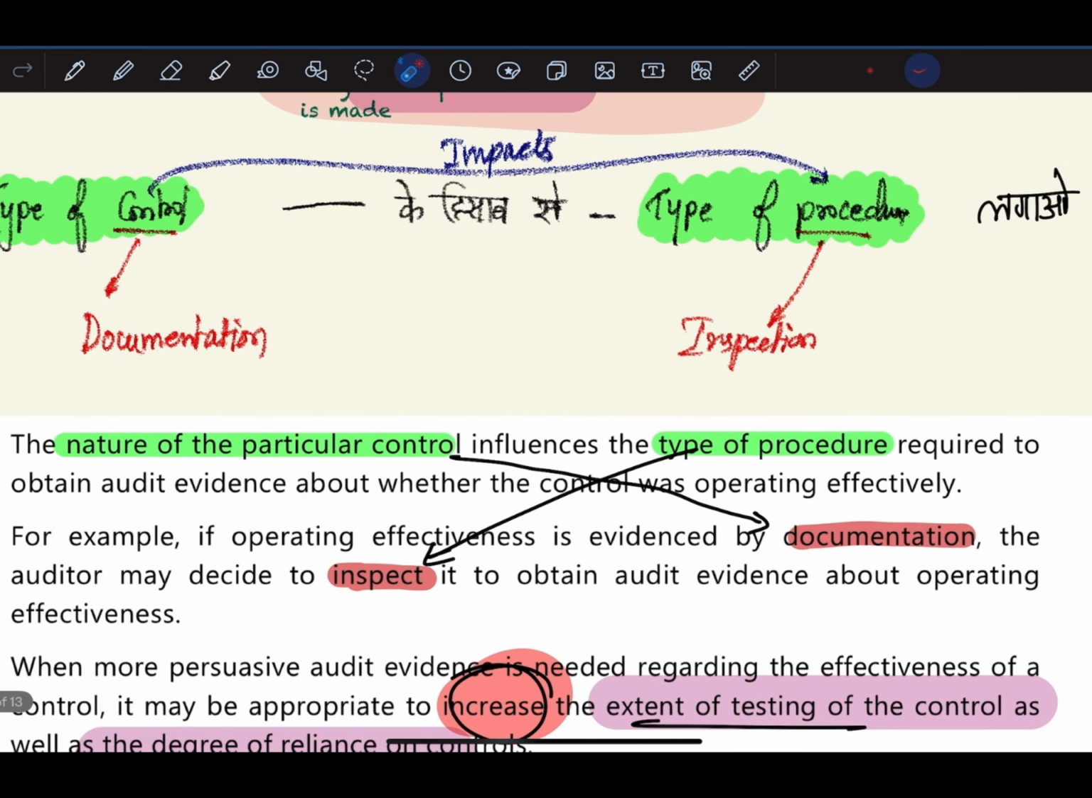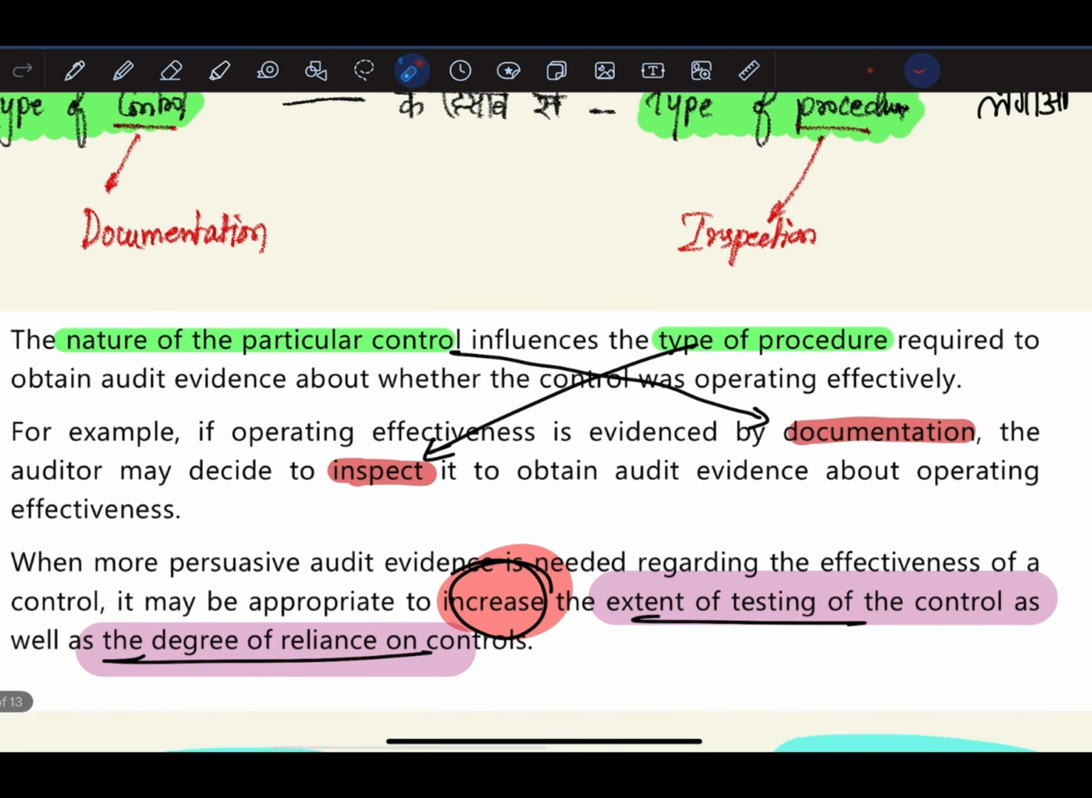The next point is that depending upon the type of control, your type of procedure will differ. So your type of control impacts your type of procedure. The nature of a particular control influences the type of procedure required to obtain audit evidence about whether the control was operating effectively. For example, if effectiveness is evidenced by documentation, the auditor may decide to inspect it to obtain audit evidence about operating effectiveness. So if the type of control is documentation, then the type of procedure that the auditor needs to apply is inspection. So depending upon the type of control, you have to apply your procedure accordingly.